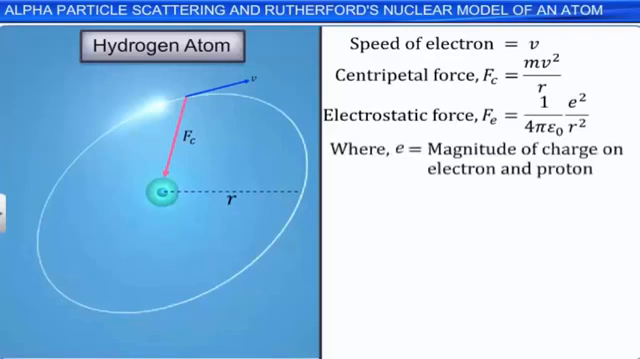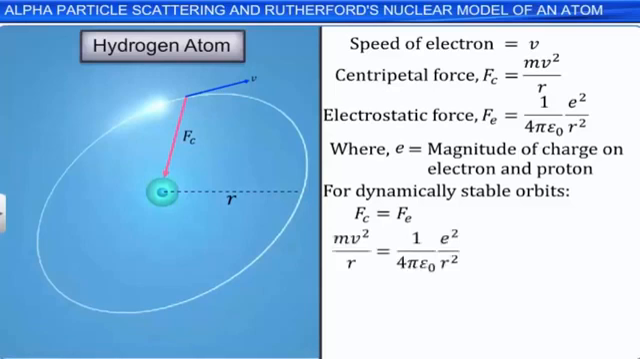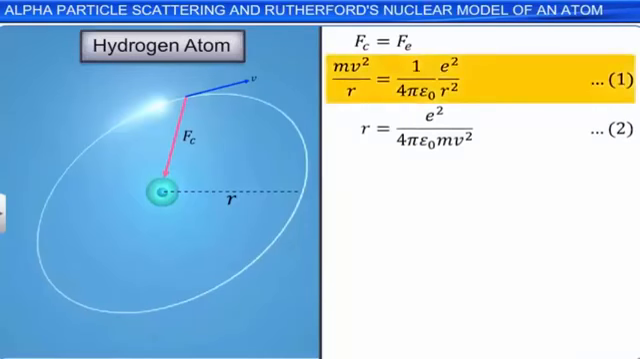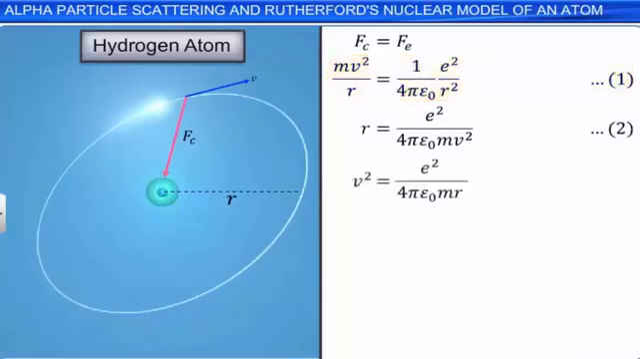But for dynamically stable orbits, Fc is equal to the electrostatic force Fe. Hence, mv square by r is equal to 1 by 4 pi epsilon naught into e square by r square. Let this be equation 1. On simplifying equation 1, we get the radius r is equal to e square by 4 pi epsilon naught mv square. Let this be equation 2. From equation 1, we also have v square is equal to e square by 4 pi epsilon naught mr. Let this be equation 3.